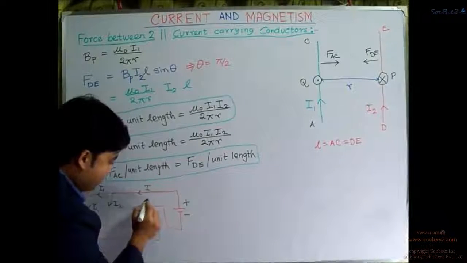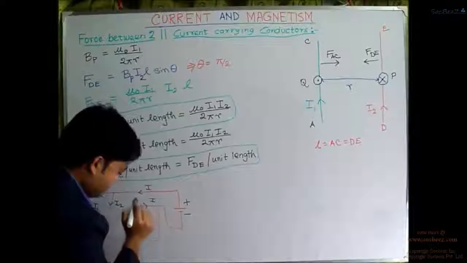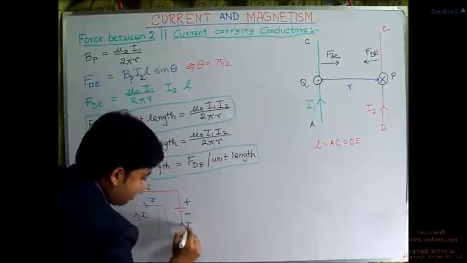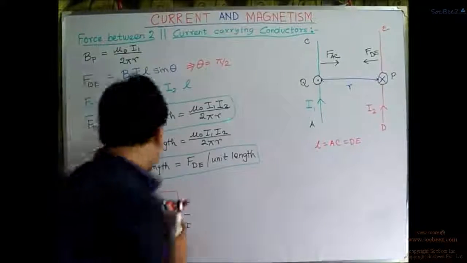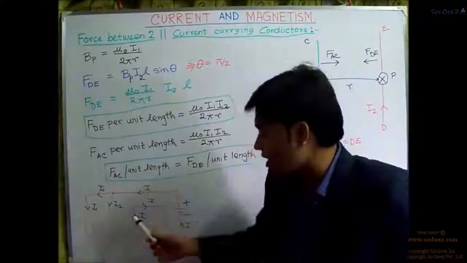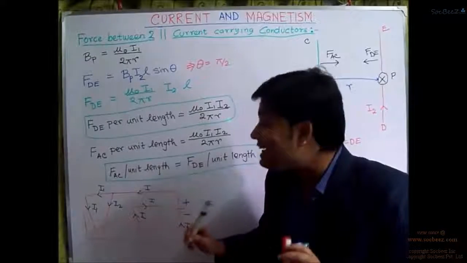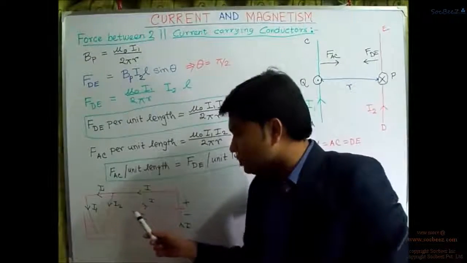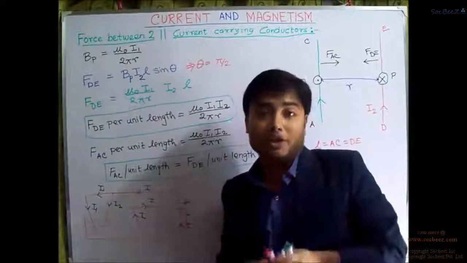But after this, going into the solution, the current will go to the negative side, and likewise it will have that direction, then only the current could complete the circuit. Now observe over here that I1 is in the opposite direction to this I, which means they are going to repel each other. Again, I2 is in the opposite direction to I, and again they are going to repel each other.